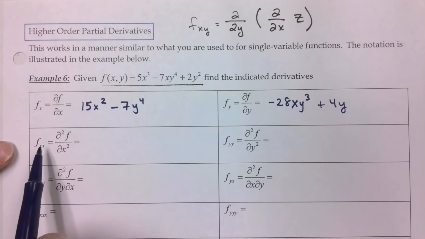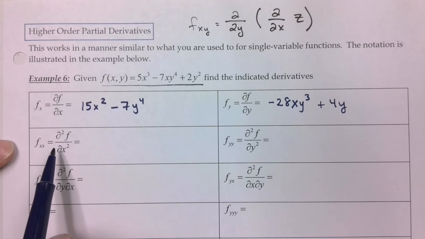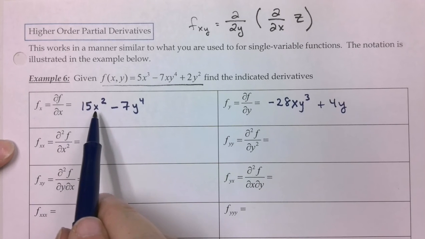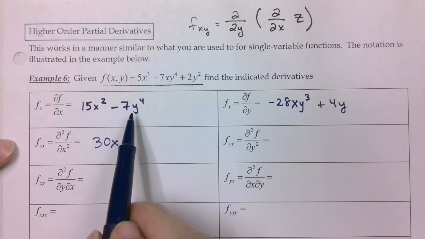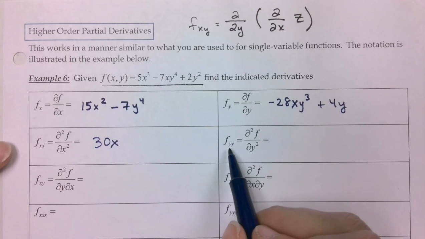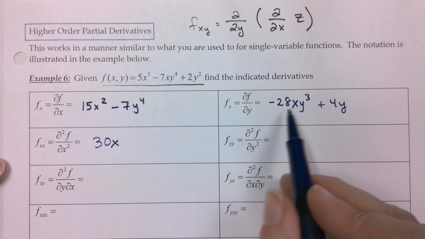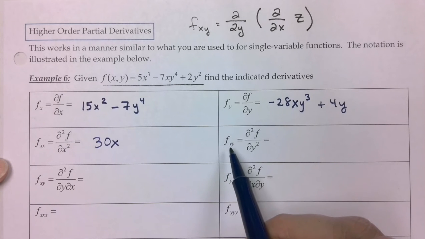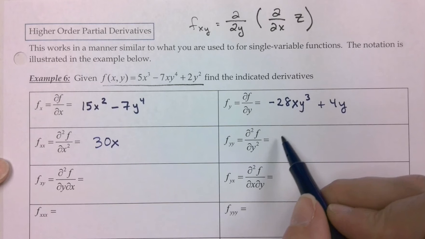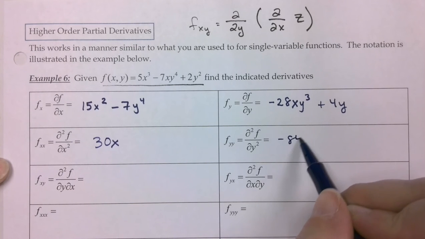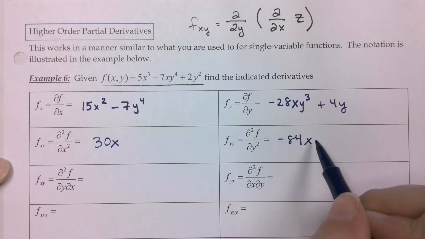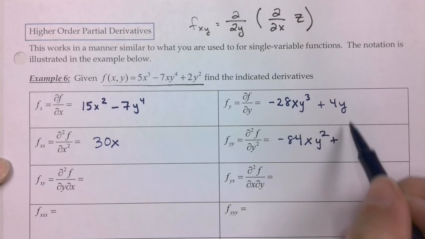All right, now what if I take the derivative of that function with respect to x again? So the derivative of this with respect to x would be 30x, because there's no x in this term. What if I took the derivative of this derivative with respect to y, and took another one with respect to y? So y and then y again. So that would be, well, the 3 comes down. 3 times 28 is 84. So 84xy squared plus 4.